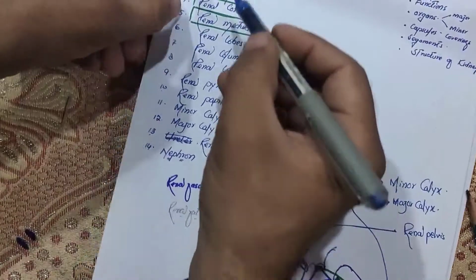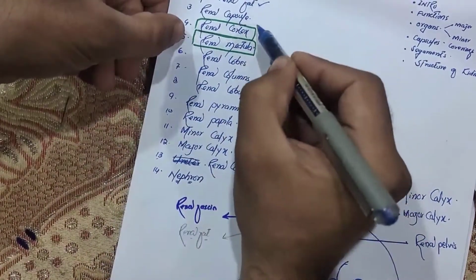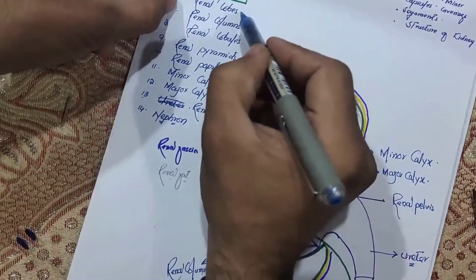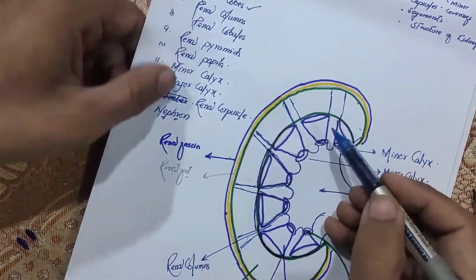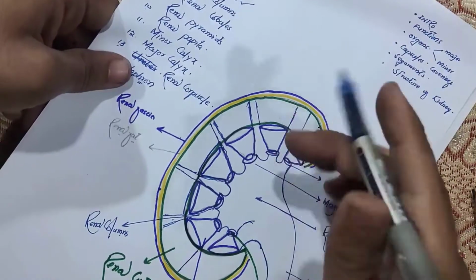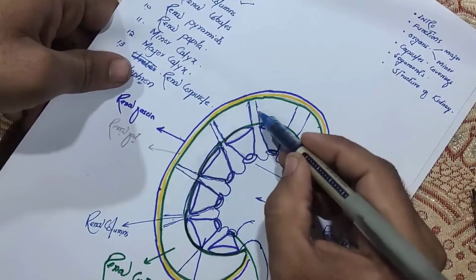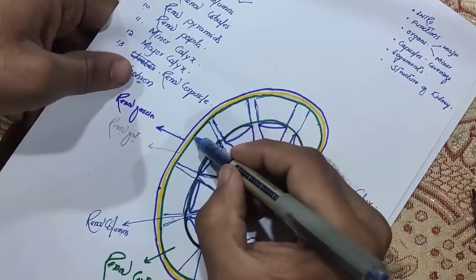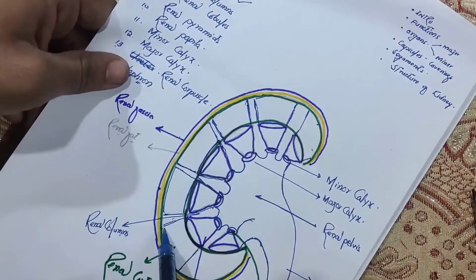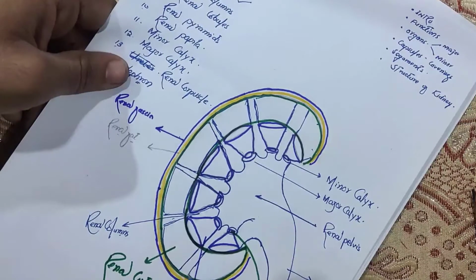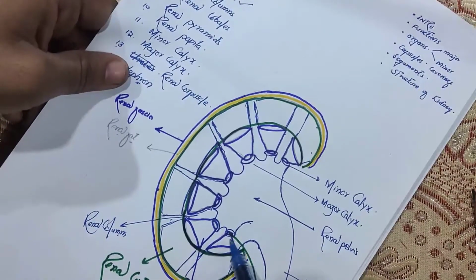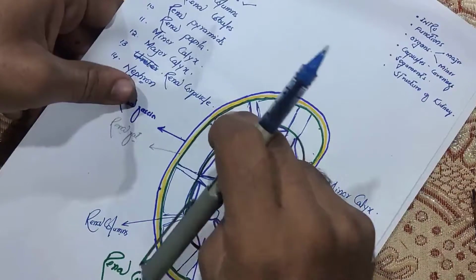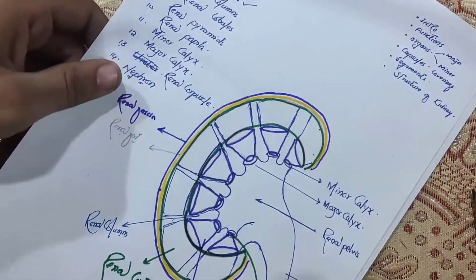So I hope you now understand. We saw renal fascia, perirenal fat, renal capsule, renal cortex, renal medulla, and then we saw renal lobes. So the lobe is the part of the kidney present along with the renal pyramids, and these parts of the cortex are also taken. So this is the renal lobe, this is the other renal lobe, and these are the lobes of your kidney. So the cortical part along with the pyramidal part of the medulla, these are called the renal lobes.